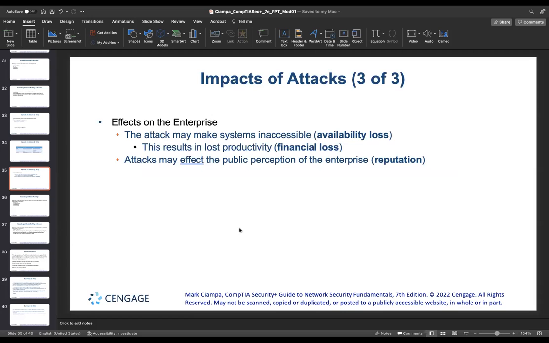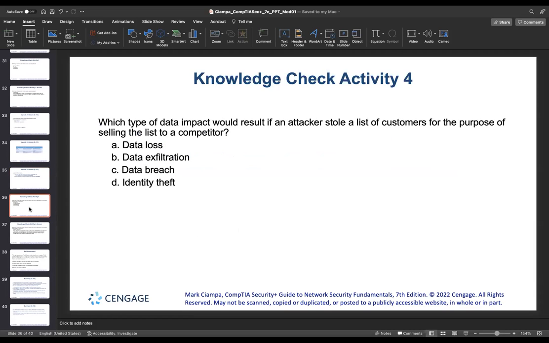So these attacks may make the systems inaccessible for an enterprise. And sometimes that is crucial and morbid for an enterprise to get to the situation that their systems are not available anymore. Productivity can be lost, reputation can be lost, and either way, that is extremely unacceptable.